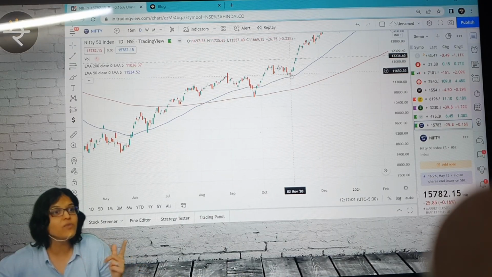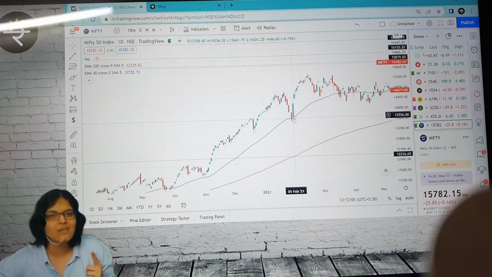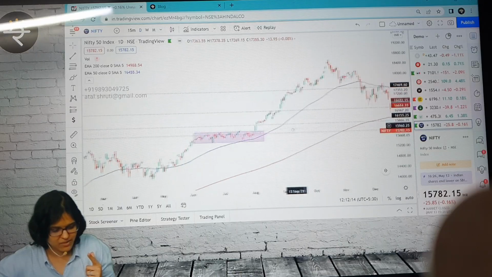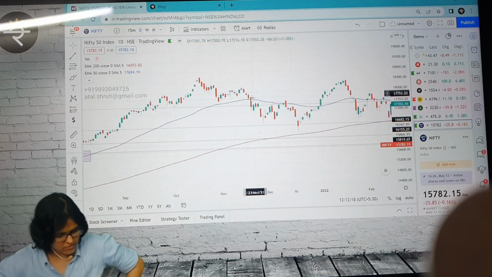This time it took a support at 50 EMA. And going up, and going up. And again 50 EMA. Again hovering around the 50 EMA sideways for a long time. Going up, again hovering sideways, and then down. Okay, now see here. Broken with a big red candle.